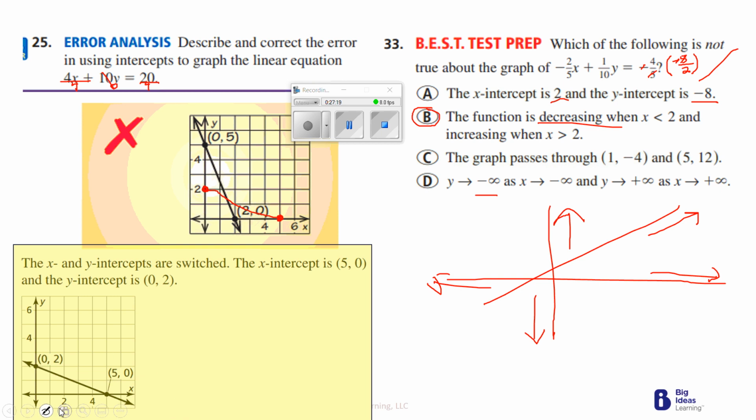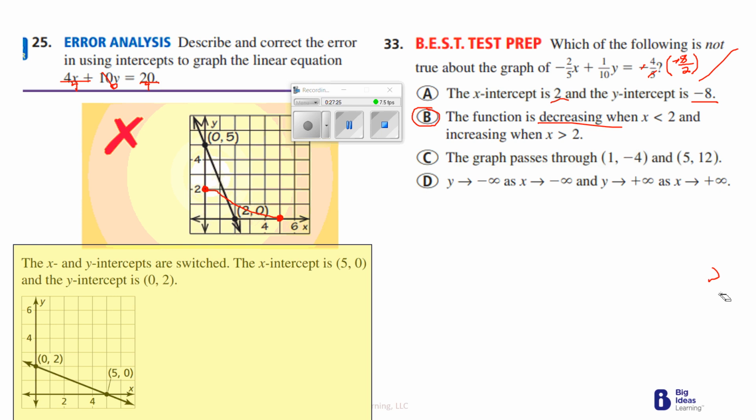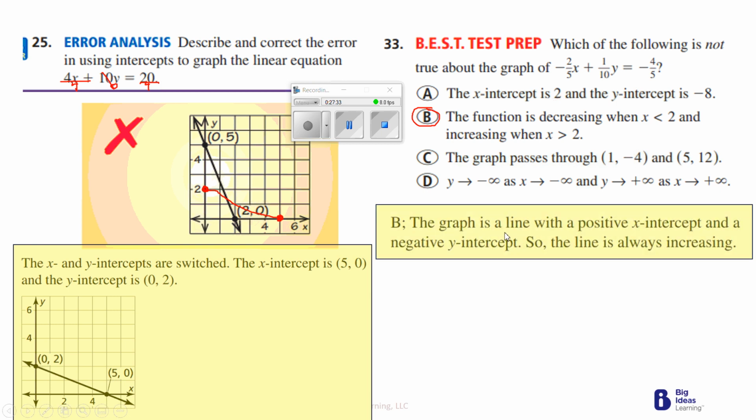And let's just erase all this garbage again. And see how we did. B, the graph of the line with a positive x-intercept and negative y-intercept. So the line is always increasing.